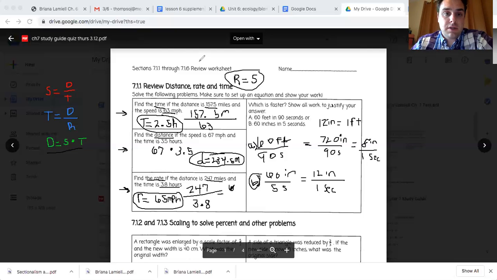Now let's go ahead. Actually, you know what? We're going to go ahead and stop right there. Those 3 examples of distance, rate, and time, as well as a ratio example here. So for today, that's all I'm going to cover on that.